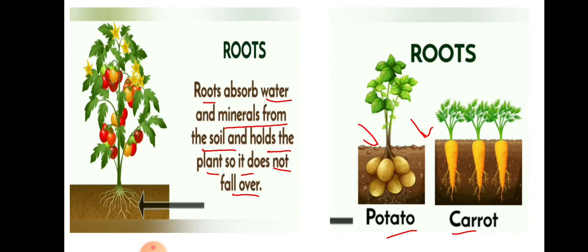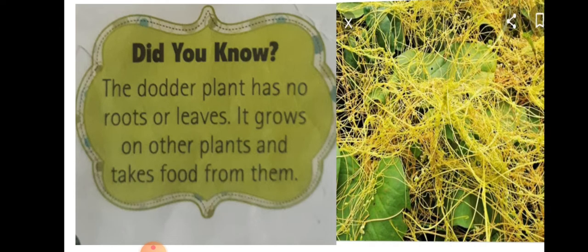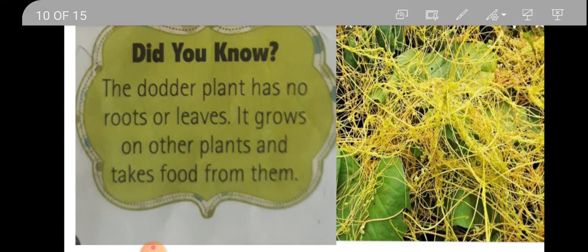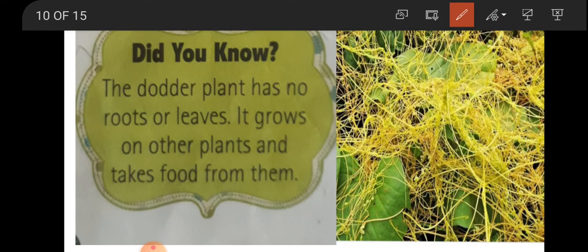ओके, नेक्स्ट. Now, very interesting thing. Do you know beta that there is a dodo plant? You can see over here, this is a dodo plant. Yellow color जो दिख रहा है आपको. This dodo plant has no roots and leaves. उसको roots भी नहीं है and leaves भी नहीं होते हैं. It grows on other plants and takes food from them. See this yellow color you can see. और ये वाले जो green color दिख रहा है उसके ऊपर में वो उग रहा है.